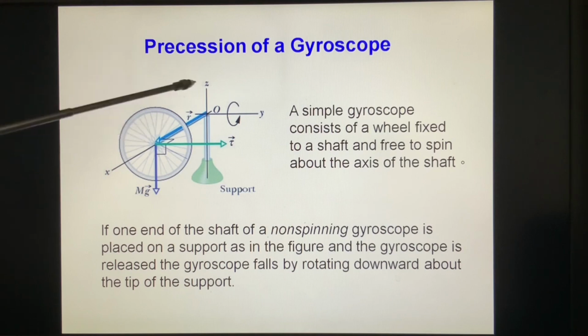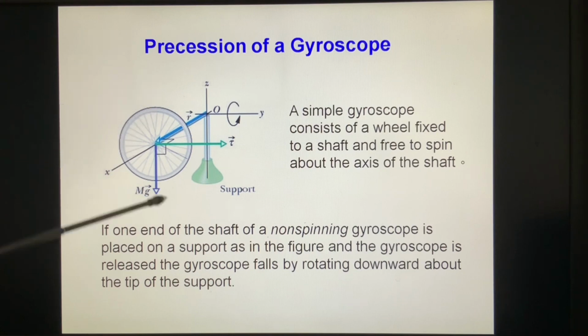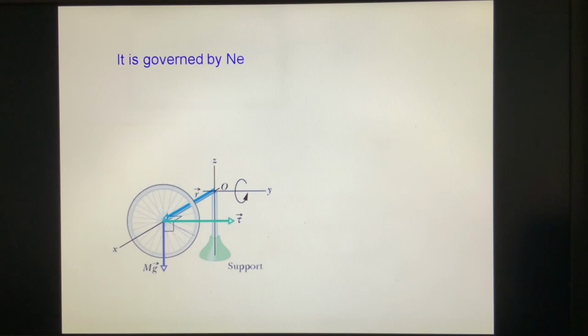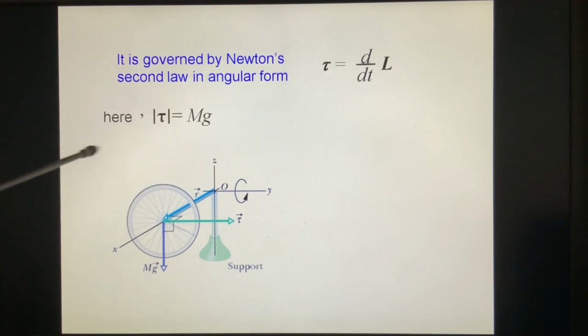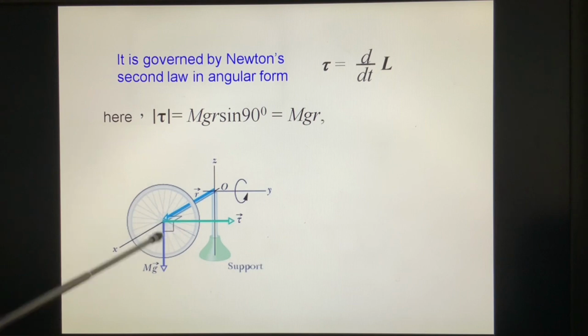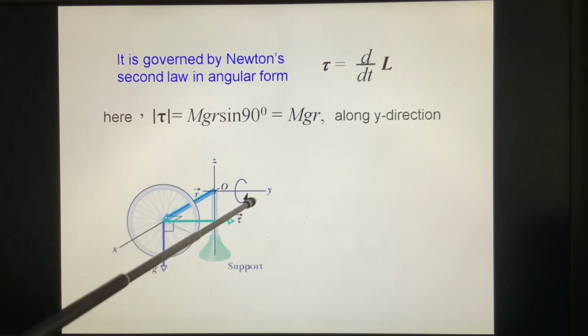Now, let's see. Originally, it does not have any rotation, non-spin, and then you have a torque because the gravitational torque around this point is mgr. So when you release it, it falls down. It will rotate around the y direction. It is governed by Newton's second law in angular form. We will see that. Tau equals mgr. This is 90 degrees, around the y direction.